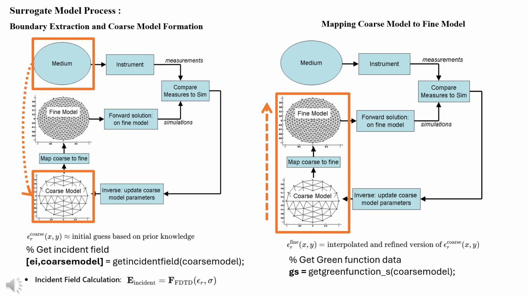The mapping from coarse to fine is not a separate function but is an iterative process. Each iteration updates the model using the difference between simulated and measured fields, effectively refining the solution. The FDTD2D function is then used on this fine model to compute the forward solution.